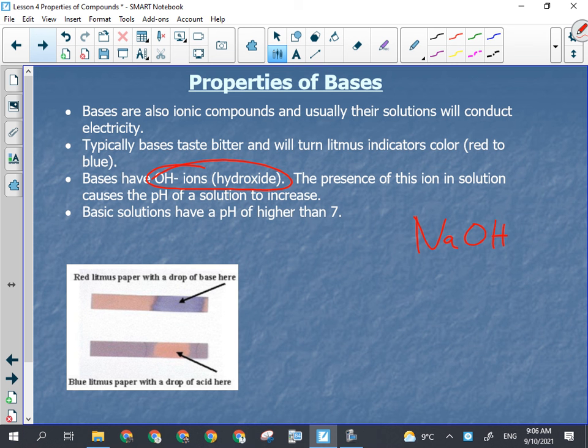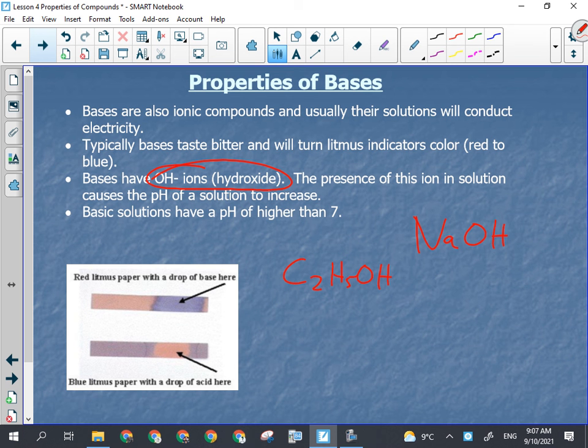All right, so they are ionic compounds. So if you've got an ionic compound that ends in OH, it's probably going to be a strong base. Okay. Is that a strong base? Yep. Is that an ionic compound? What does it start with?